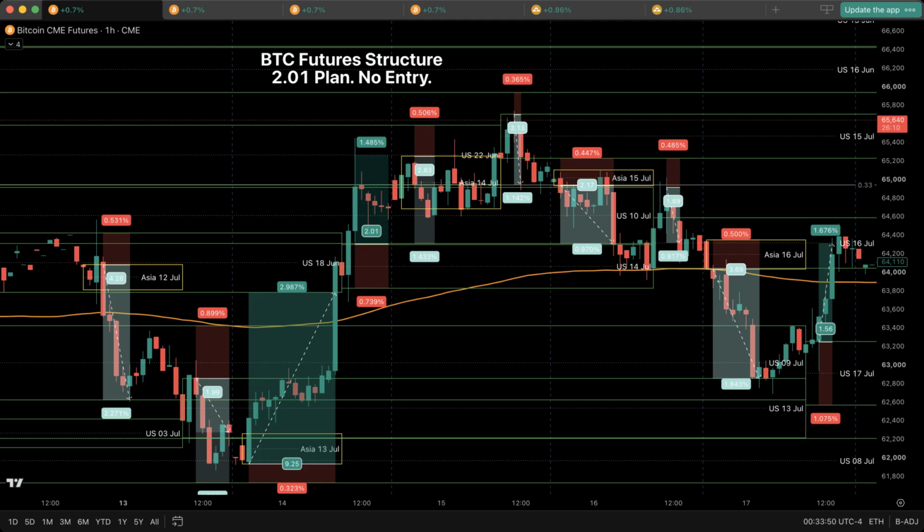But a strong move does not allow careless entry. A big win does not give permission for the next trade. The next session must still pass the same filter. Stop line first. Entry line second. Target line third. Now look at July 14th US session.